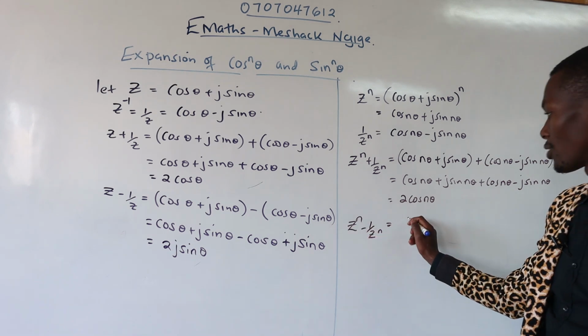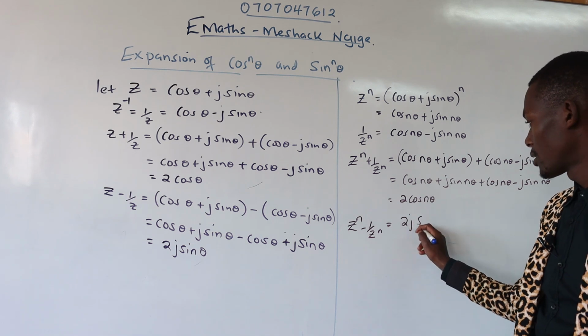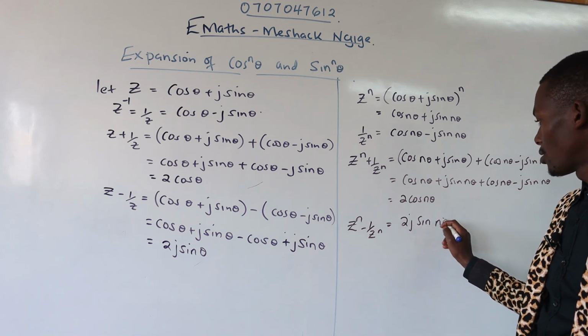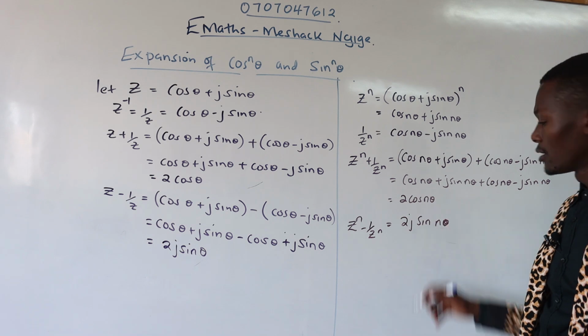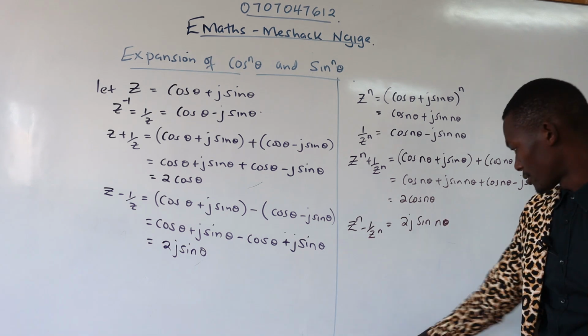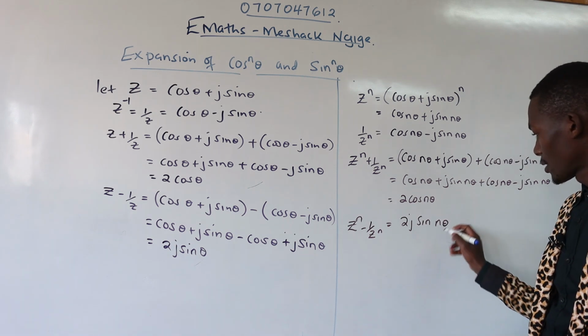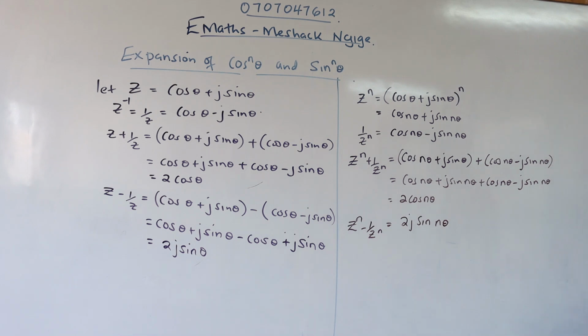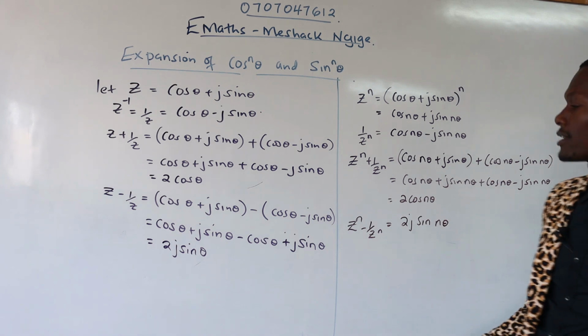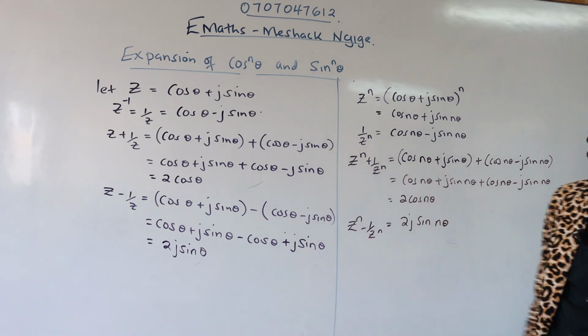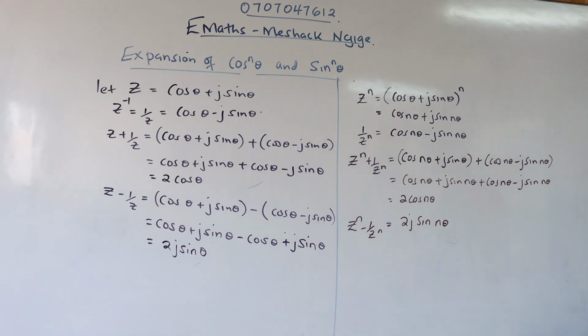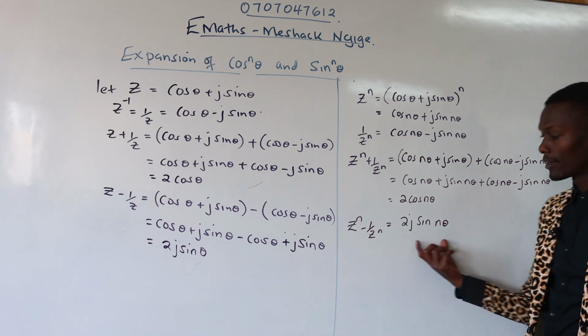Now, the answer by the end of the day will give us 2j sine of n what? Of n theta. All right, let me write this correctly. So we have this. These two relationships are very, very important because these are what you're going to use in expanding functions that have cos with a power n theta and also sine with a power n of theta. But you can also note one thing, all right?